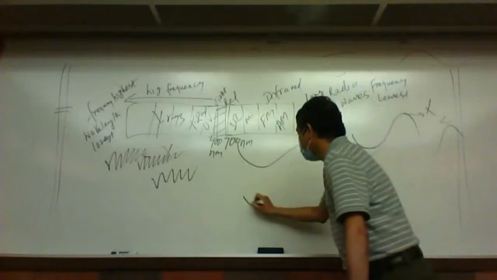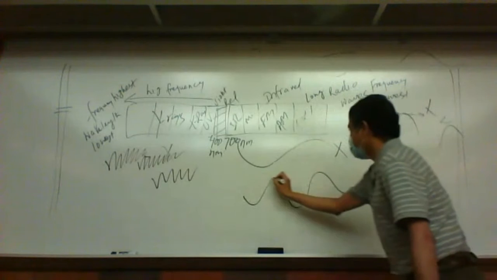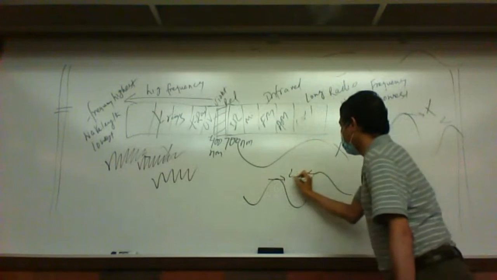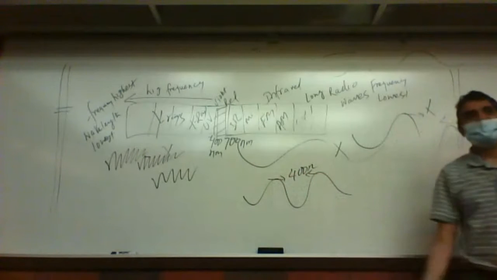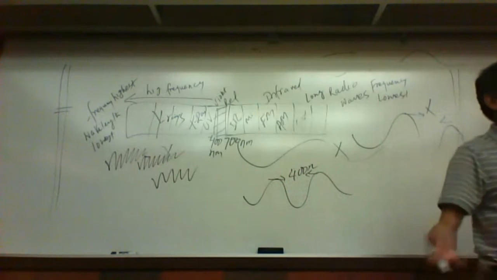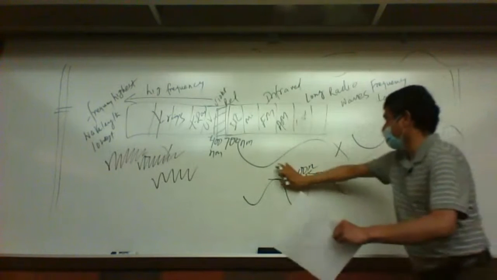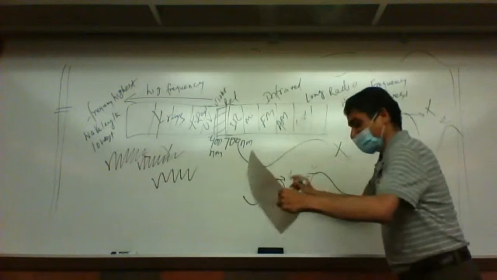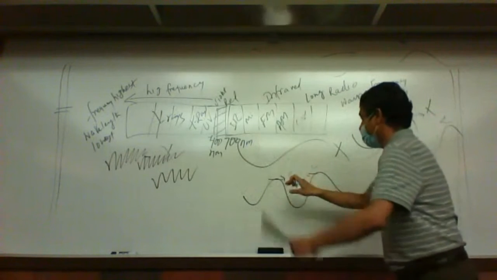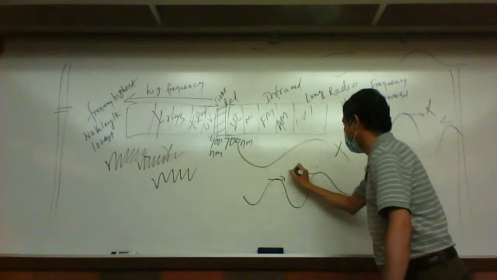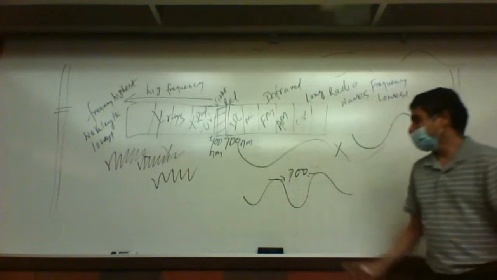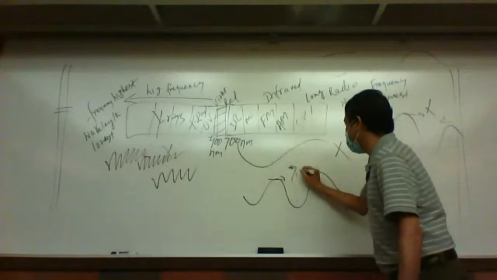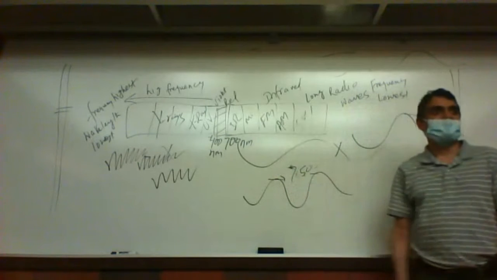So 400 nanometer means the distance between this peak and this peak is 400 nanometer. You can see it. If the distance between this one and this one is 500 nanometer, you can still see it. And you can also see if the distance is 700. Make sense? But if it is 750 or 800, you cannot see this one now.